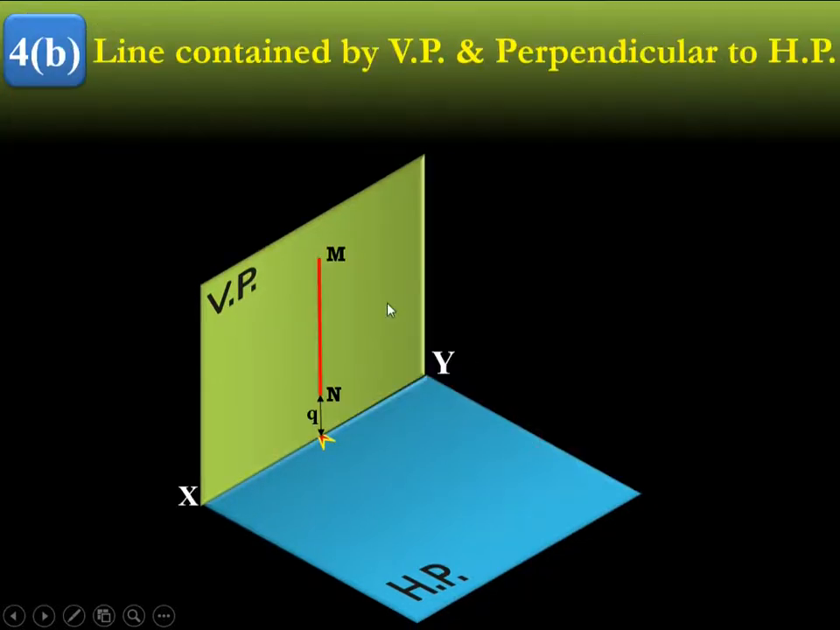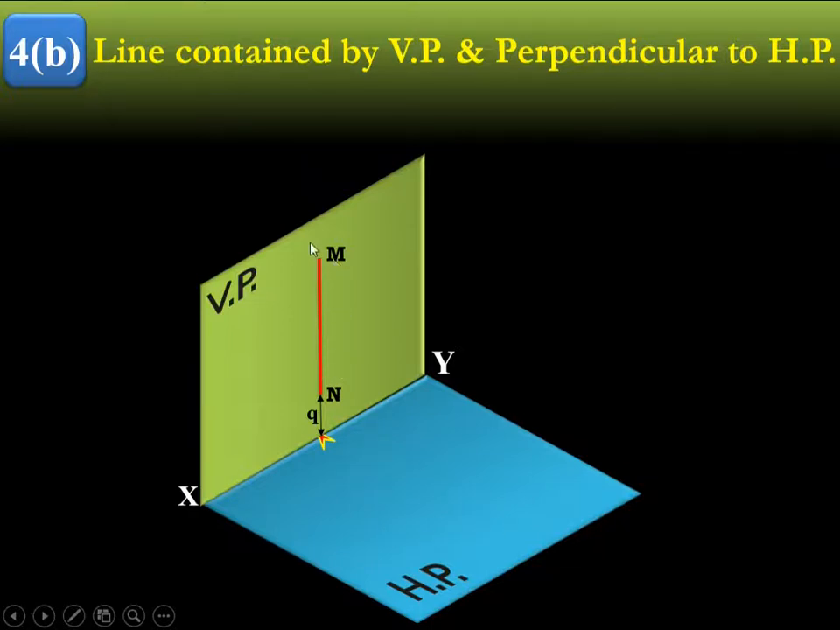Now let us move on to the second subdivision under the fourth category, line contained by vertical plane and perpendicular to horizontal plane. From this diagram we can understand that the line capital MN is contained by the vertical plane and it is perpendicular to the horizontal plane.